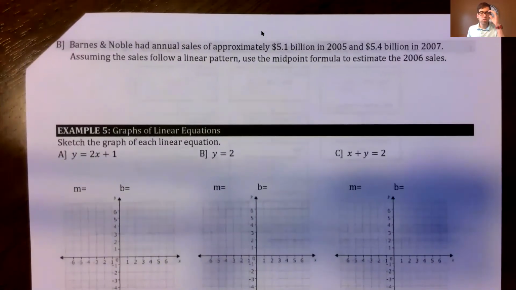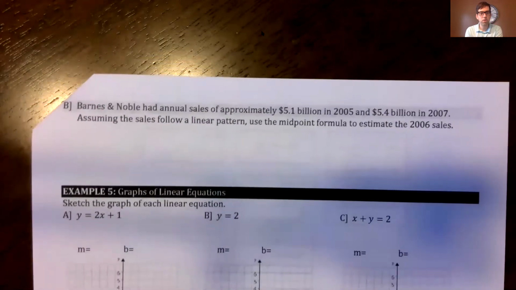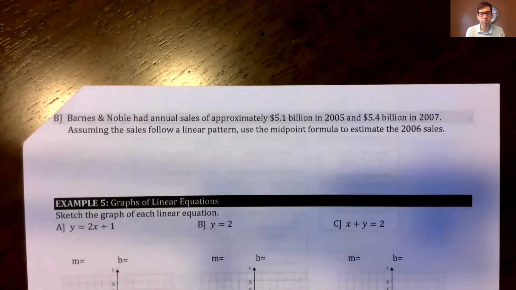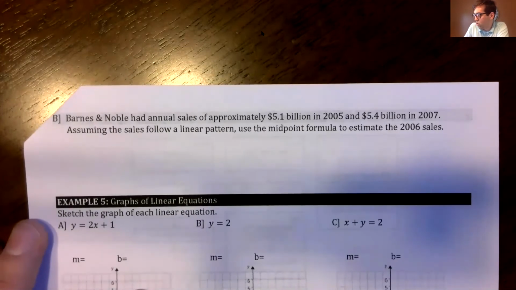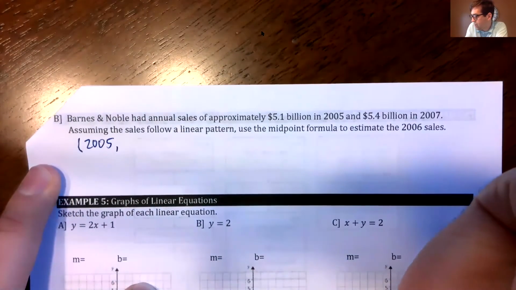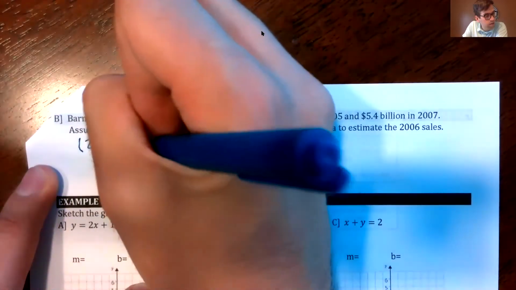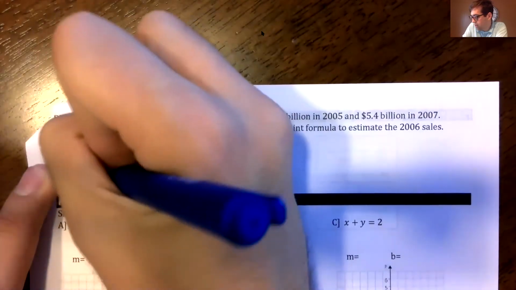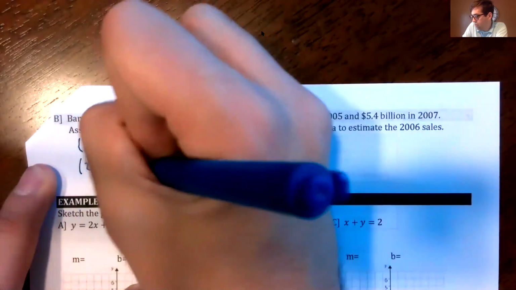Letter B. Barnes & Noble had an annual sales of approximately $5.1 billion in 2005 and $5.4 billion in 2007. Assuming the sales follow a linear pattern, use the midpoint formula to estimate the 2006 sales. So what we can do here is write this as two different ordered pairs. I'm going to put the year first, so it could be 2005, comma, 5.1. We're just going to assume that that's in billions. And then 2007, we have 5.4.